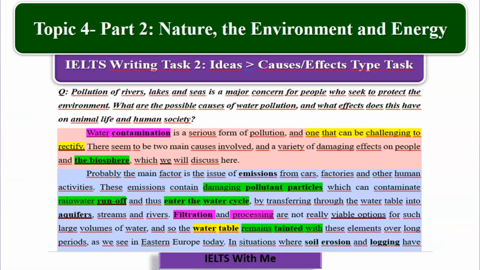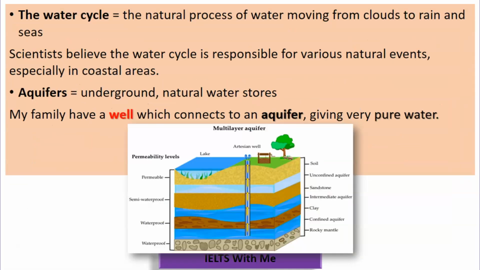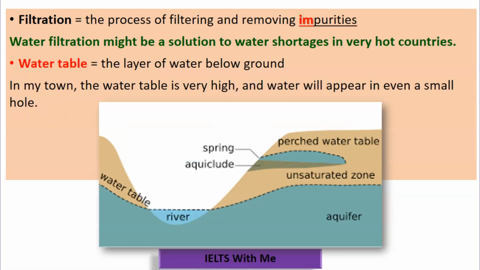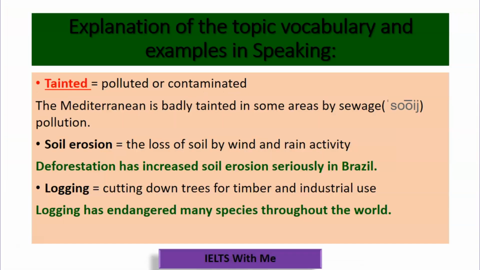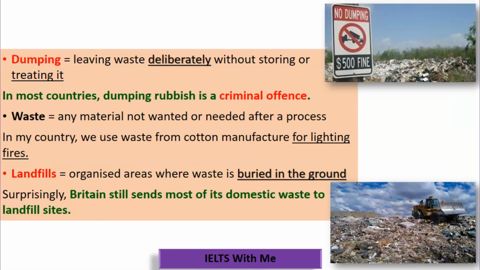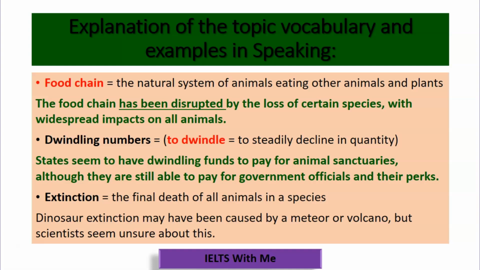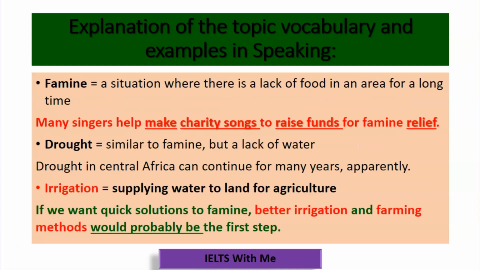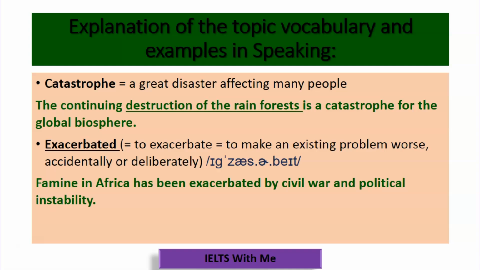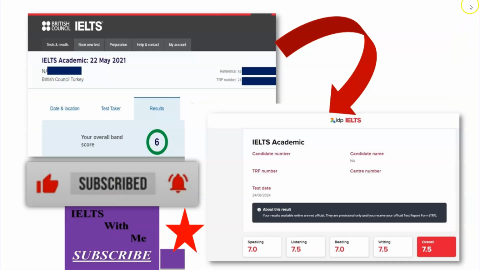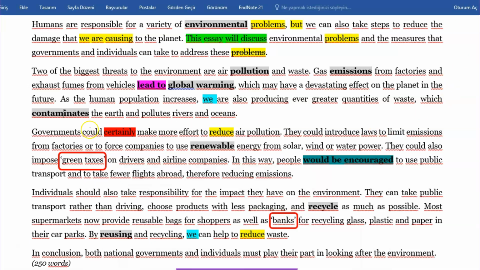In these videos, actually, we tried to explain in more detail topic-specific vocabularies such as tainted instead of contaminated or polluted, dumping, waste processing, poaching, habitat loss, food change, extinction, irrigation methods, catastrophe, exacerbated, and so on. Please take a look at them, okay? Next paragraph. In this paragraph, the candidate actually wrote about the problems.